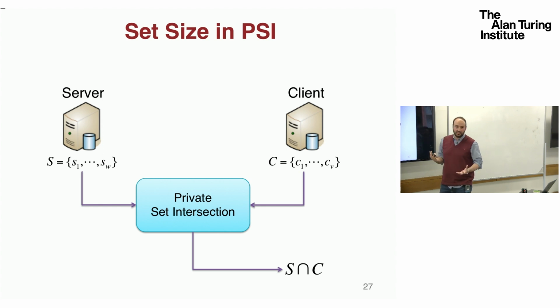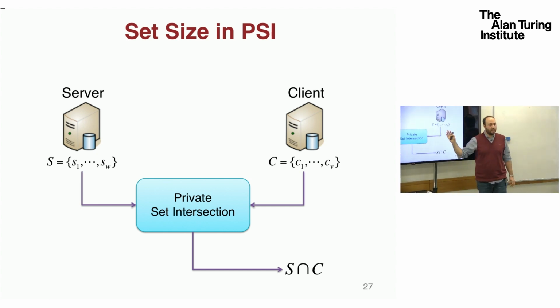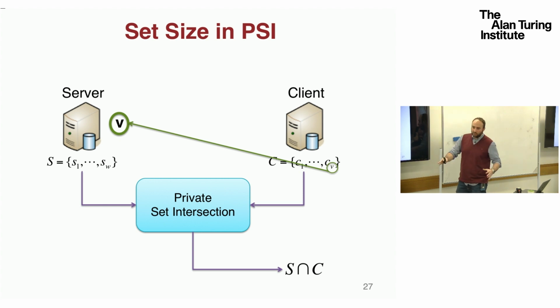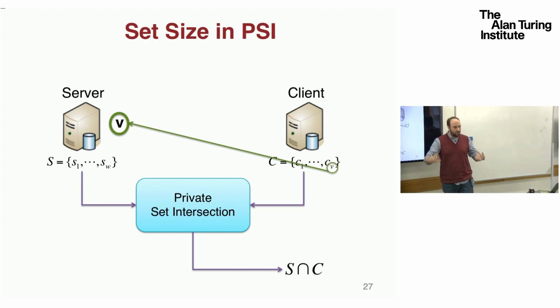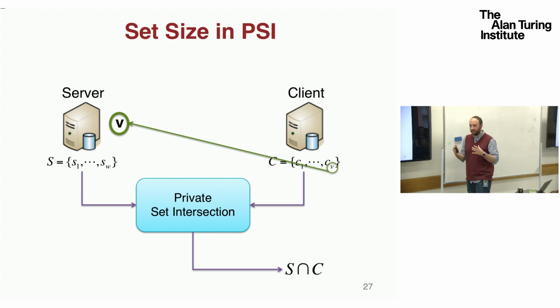anything about set sizes, right? I kind of lied to you when I said the server doesn't learn anything about the client's set at all. Well, I lied because it actually learns the size of the set. Okay, this is common for any secure computation functionality, not just set intersection. In fact, that book that I mentioned before, Goldreich's book on secure computation, explicitly includes the size of the inputs in what is known to protocol participants. So it's actually not a bug, it's a feature.